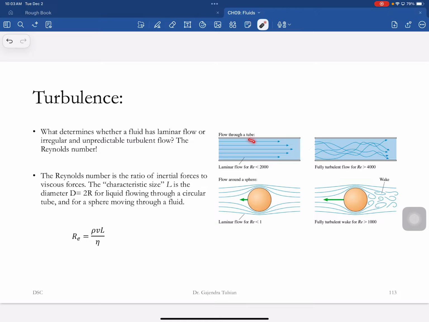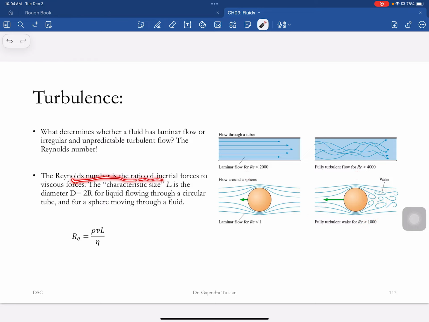For a fluid flowing through a pipe, the flow is laminar when the Reynolds number is below 2000. And when the Reynolds number is above 4000, for a fluid flowing in a pipe, the flow becomes turbulent. This is for a sphere moving in a fluid. The flow is laminar as long as the Reynolds number is less than 1, and the flow becomes turbulent for Reynolds number greater than 1000. Now turbulence is not well understood, and this is hard to calculate, so these numbers are experimentally found.